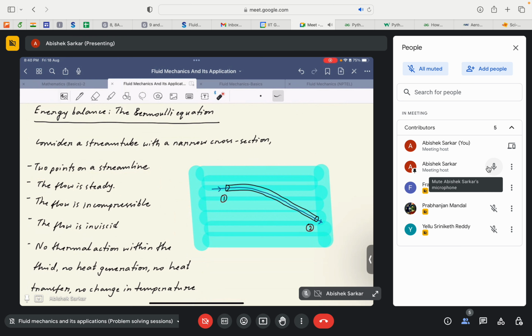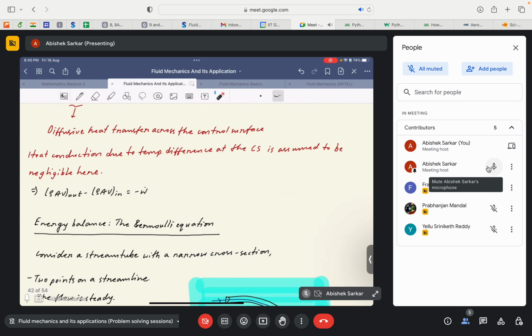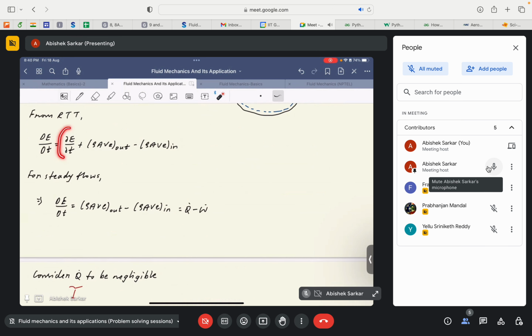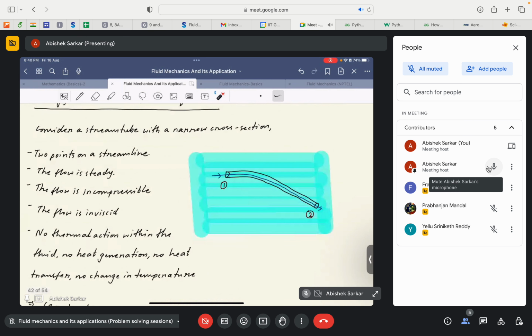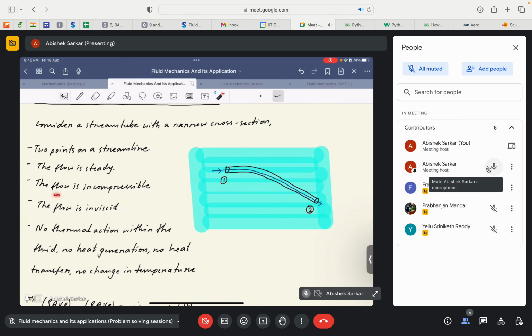Second, the flow should be steady. That is how we have disregarded this term, right? The flow should be incompressible, basically the density remains constant. And finally, the flow is inviscid. Again, a very key assumption that we make for the validity of the Bernoulli equation.